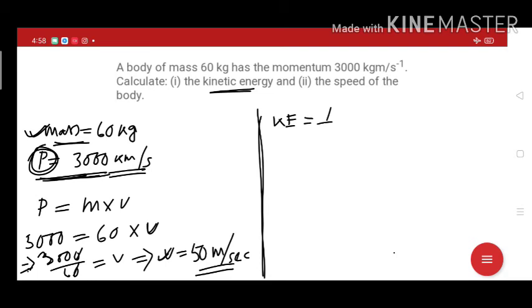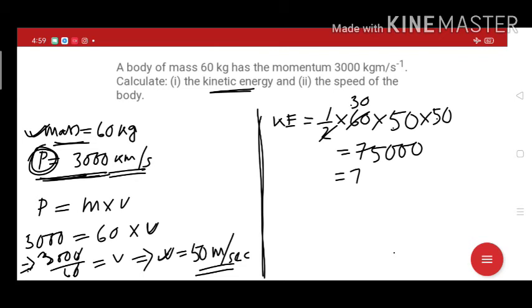So now we can easily calculate the kinetic energy, because we have mass and velocity both. So half into mass is 60 and the velocity is 50, so that is 30. And now it is, oh, I'm very sorry, half m v square, so 50 into 50, so it is going to be 3 5s are 15, 15 into 5, that is 75, and 30, that is 7.5 into 10 to the power 4 joule is the answer for the first part. This is the kinetic energy.